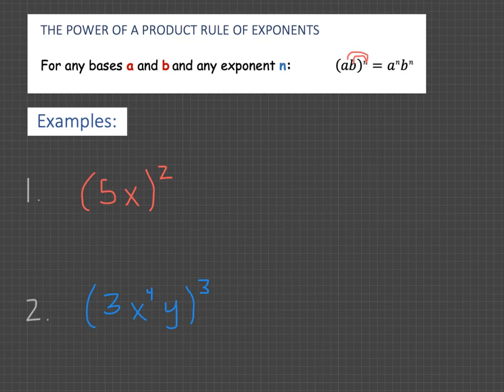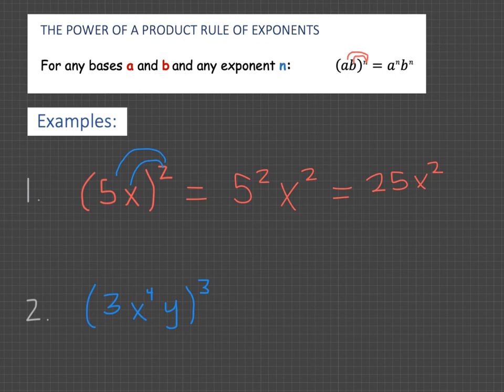We have 5x squared. So we are going to take that exponent of 2 and apply it to the 5 and apply it to the x. So we get 5 squared times x squared. And simplifying 5 squared, we get 25, and then x squared. So 25x squared. Let's look at the next one.